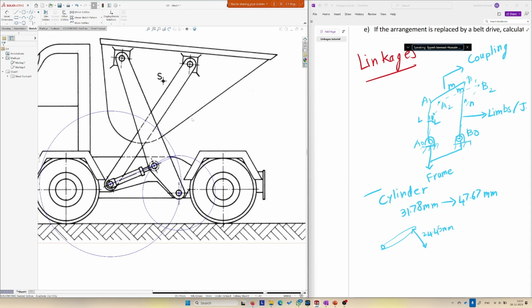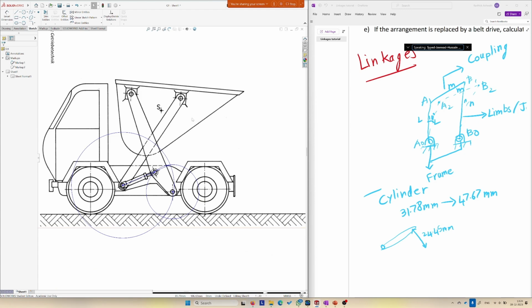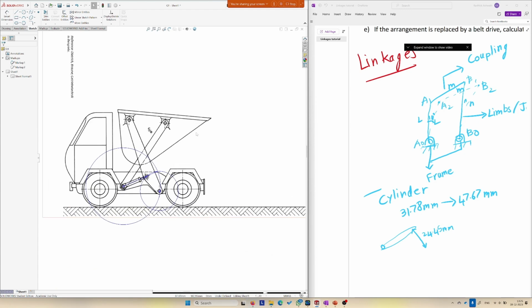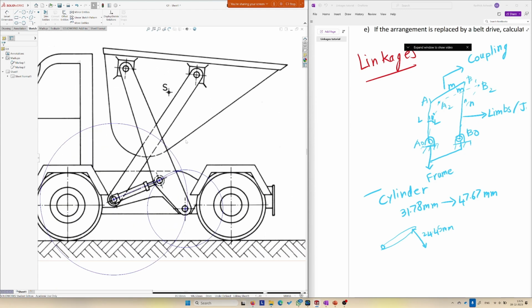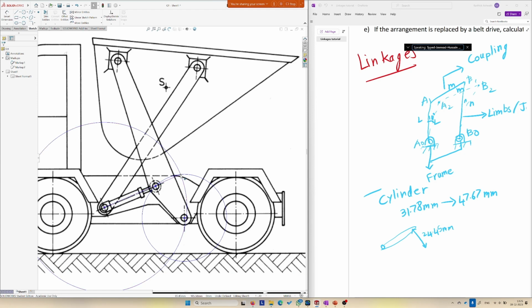Maybe this was not a good first question, but okay, let us continue. So now we have the end point of the cylinder. The next step will be to get this point, because this is the B1 point which we actually need. So we do some more measurements.